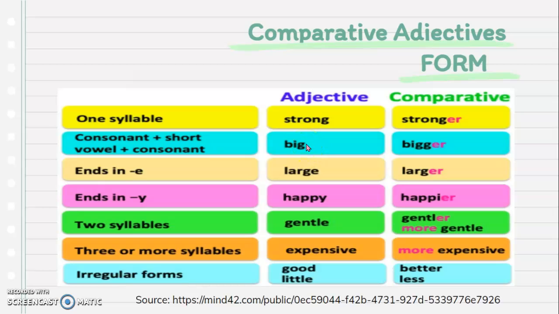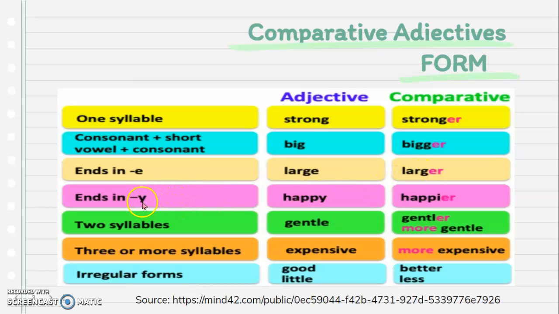In order to identify these adjectives, we need to consider from the end to the beginning of the word. Consonant, vowel, consonant. We double the final consonant and we add ER, like big, bigger. Adjectives that end in E, for example, large. In this case, we only include the final R, because the E is part of the adjective.